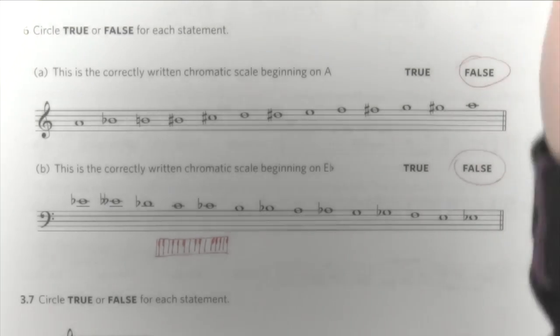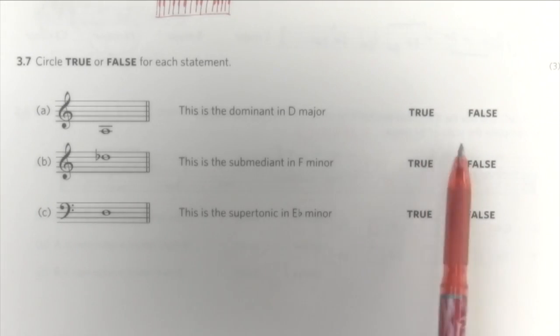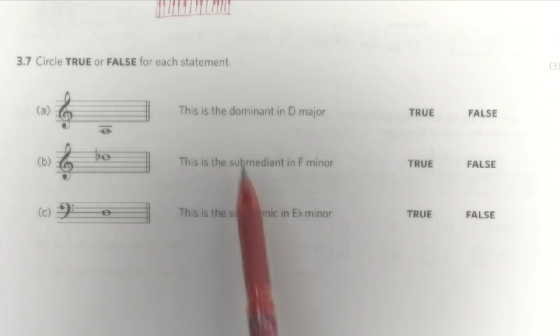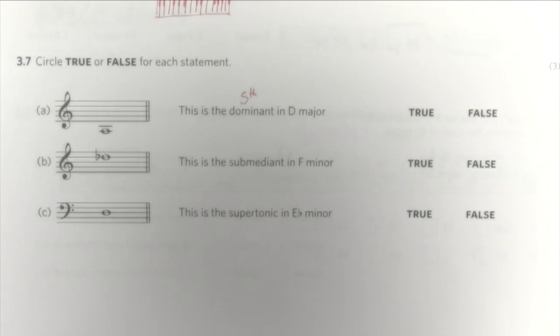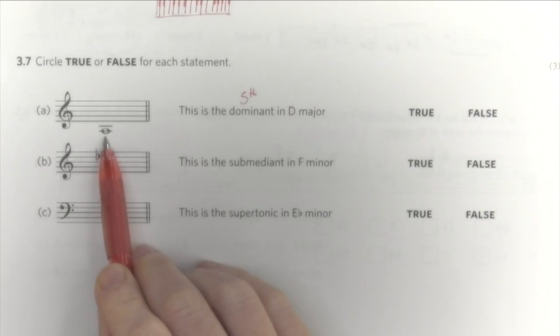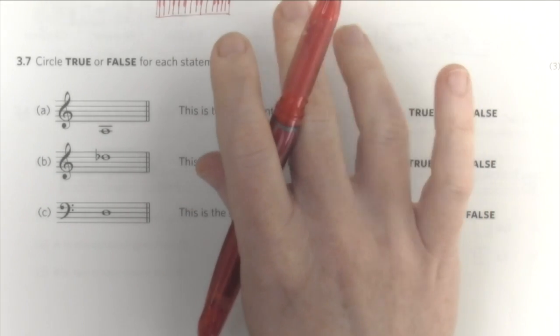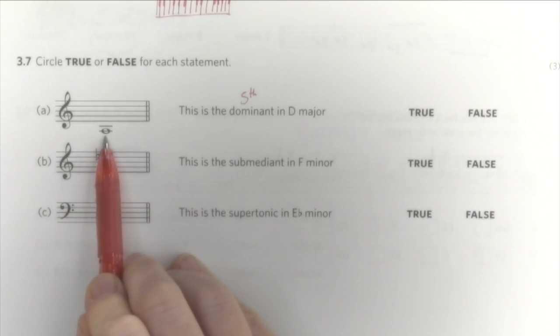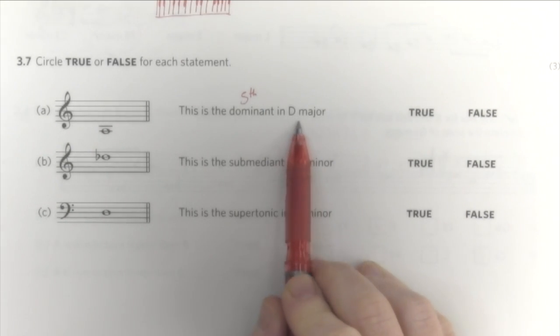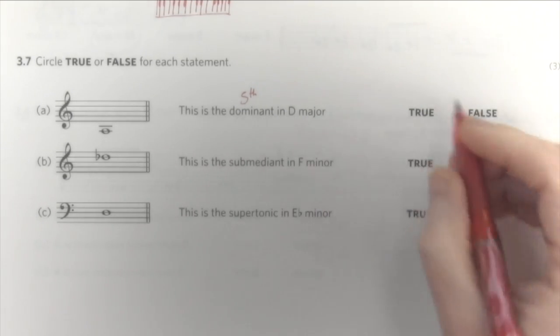Question 7. In this question, we need to circle true or false for each of the statements if they are correct or not. The dominant, so the 5th degree of D major, is La, A. Re, Mi, Fa, Sol, La. Yes. Is there any sharp here? No, because D major has just 2 sharps and they are Fa and Do, F and C, so true.